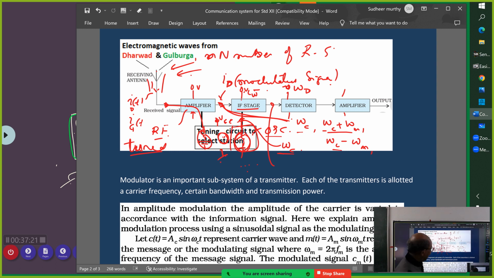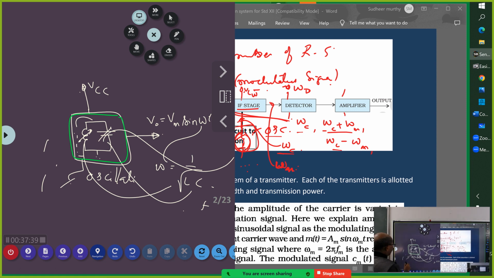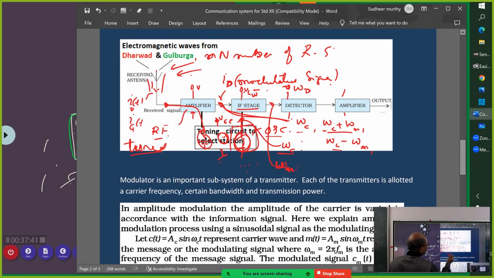The mixing is such that the carrier is removed, and you will get only the modulating signal here. You will only get the modulating signal at the output. Understand? So that is what an intermediate stage will do.